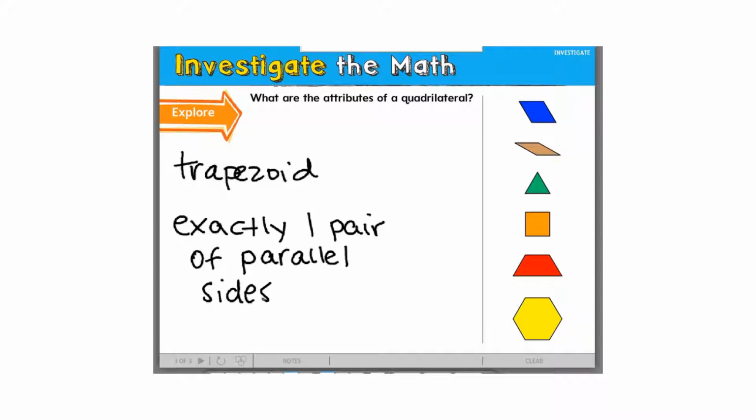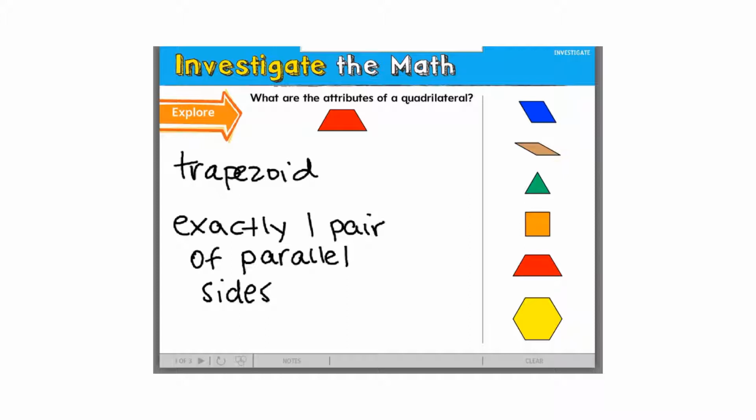Because if I didn't write exactly, then if it just said one pair of parallel sides, a square, a rectangle, a rhombus, and a parallelogram all have one pair of parallel sides, but they also have another one. They have 2 pairs of parallel sides. A trapezoid can only have one pair of parallel sides. So here is an example of a trapezoid. This is how you see them a lot, this red shape.